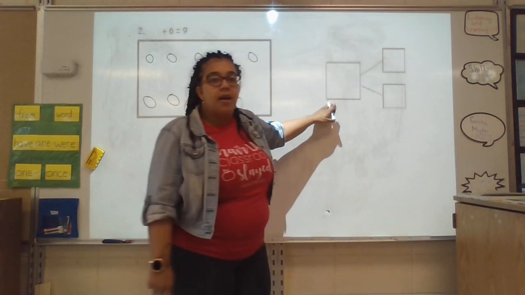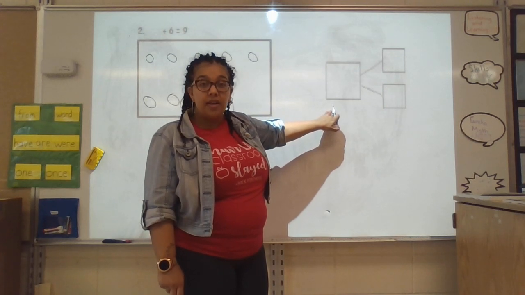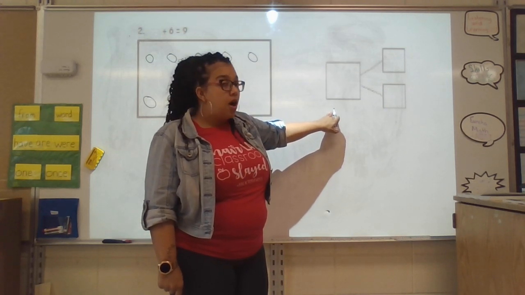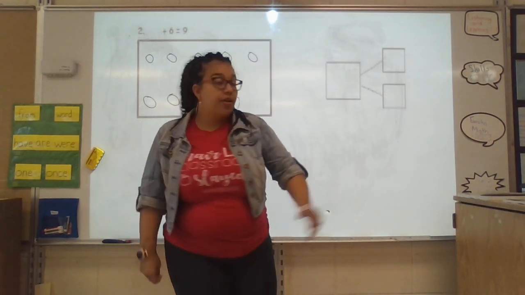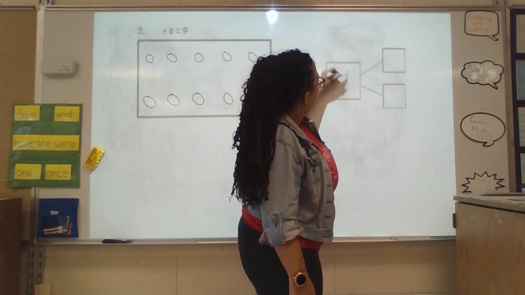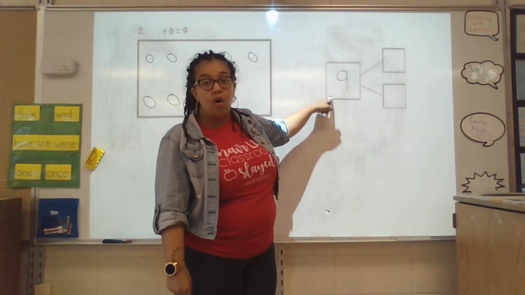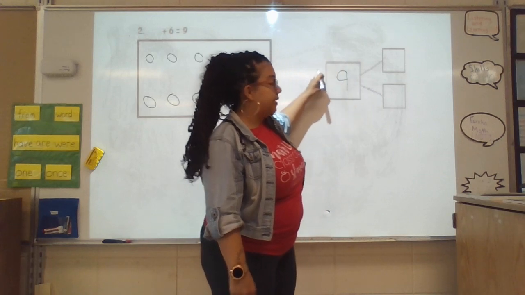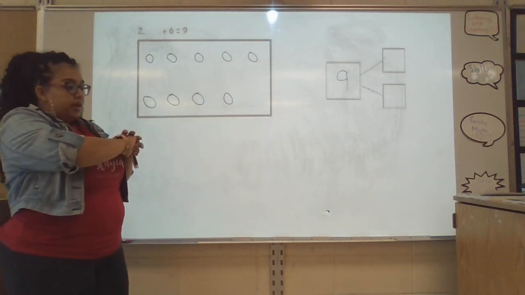Now notice my number bond is turned this way. Does this change the rules at all of the number bond? No, we're still bringing 2 parts together. So the whole will always be written on the side that's by itself. The whole is where you bring the 2 parts together. So you have to put it on the side that's by itself.